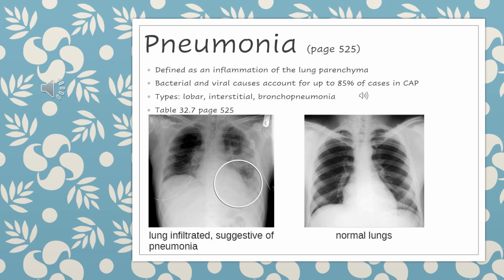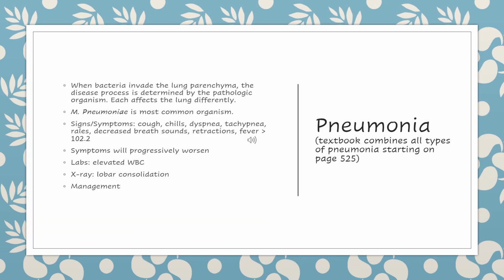It's defined as an inflammation of the lung parenchyma. It's caused by numerous things. Bacterial and viral causes account for about 85% of cases of community-acquired pneumonia. Risk factors include lung disease, anatomic abnormalities, GERD, neurological disorders, and immunodeficiency disorders. There are 3 different types. It can be lobar, interstitial, or bronchopneumonia. The pictures here are a comparison of normal lungs on the right and lungs with infiltrates that are suggestive of pneumonia on the left.